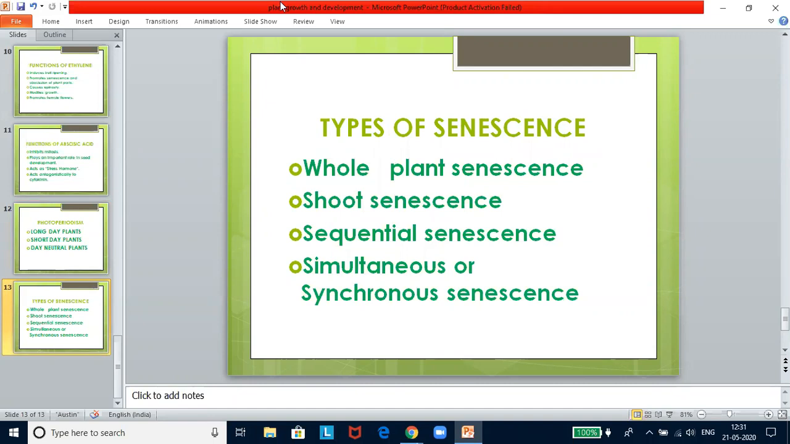Senescence can be retarded to some extent by the use of growth regulators like cytokinin. Cytokinin has the property to conserve chlorophyll and to mobilize solutes from the older regions to the regions of senescence.